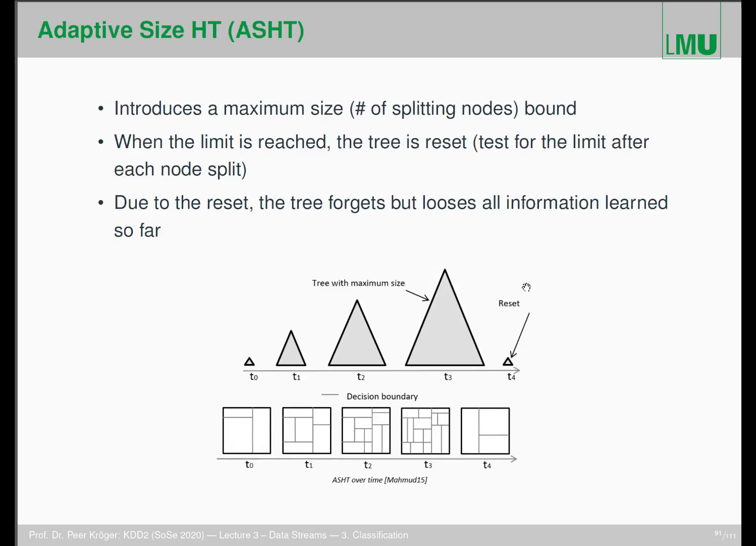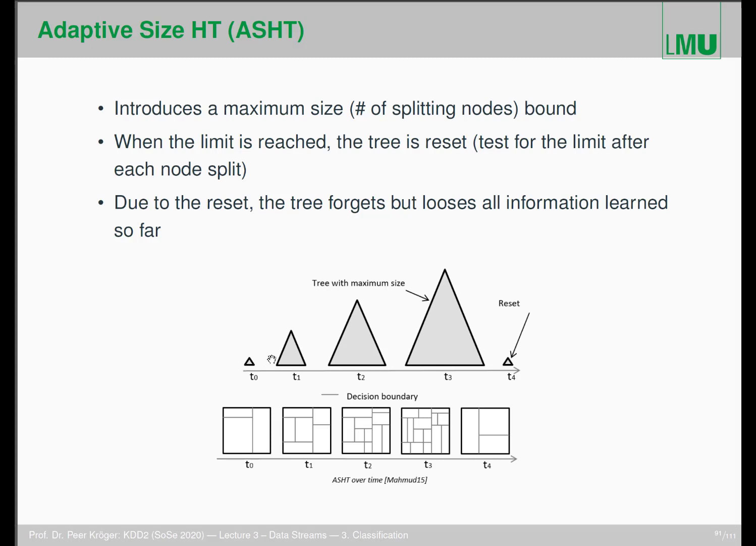In order to overcome that, a lot of variants of the basic Hoeffding trees have been proposed in the literature. For example, the adaptive size Hoeffding tree introduces a maximum size, so a maximum number of splitting nodes. When this threshold is reached, the tree is completely reset, and everything is done anew from scratch. So we test for the limit after each node split, and if the limit is reached, then the tree is completely reset. But the problem is, due to the reset, the tree forgets everything and loses all information learned so far.